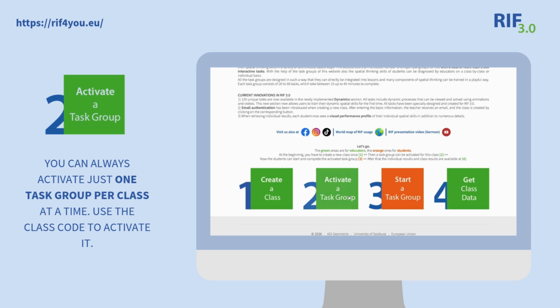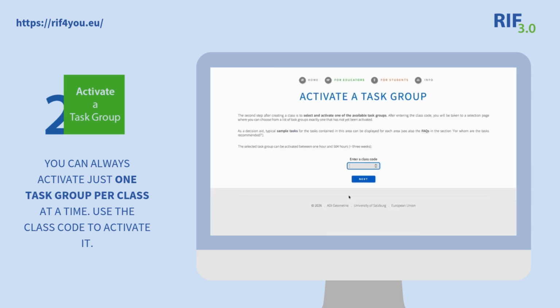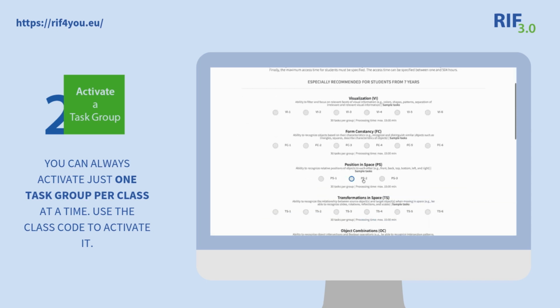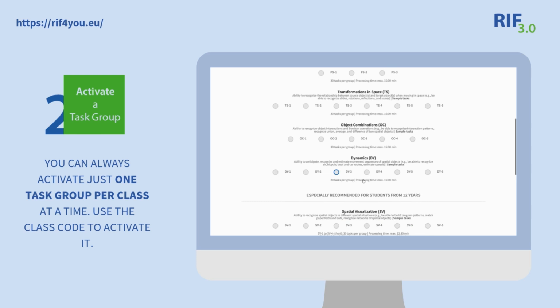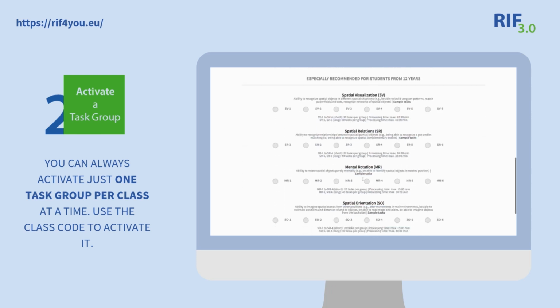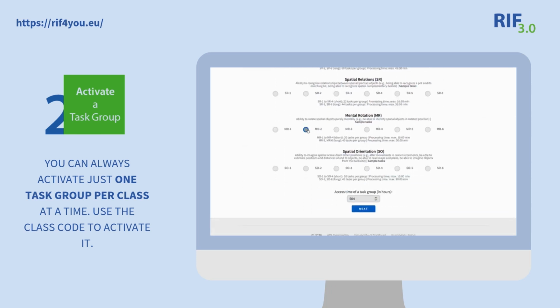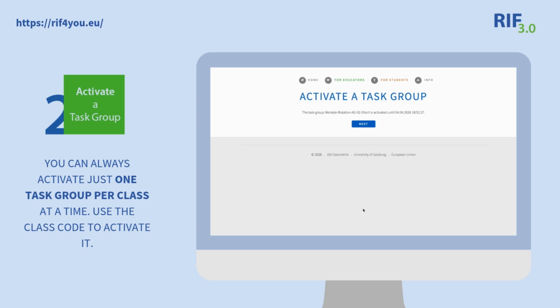Next, activate a task group using the class code you received in Step 1. Here you can choose which of the many task groups available you want to activate and how long they should remain active. You can activate one task group per class at a time. Once the successful activation of a task group appears on the screen, you can see exactly which task group has been activated and how long it will remain active.